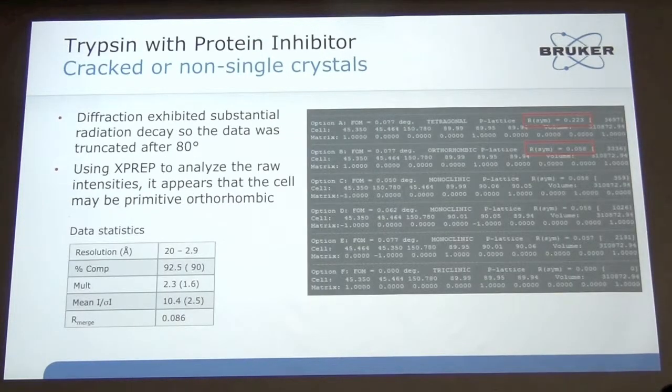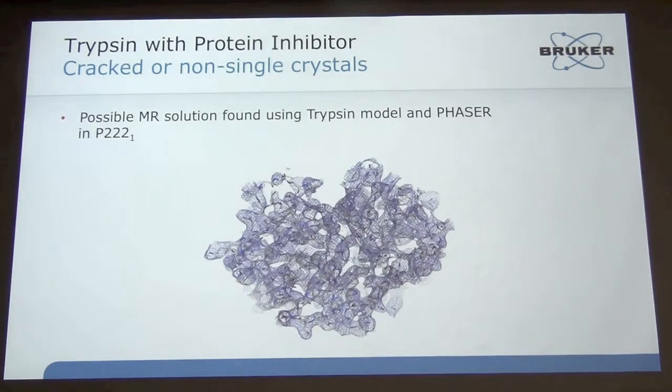In this case, it was hard to tell which one, so I just integrated in P1, as Kai talked about. Looking at Xpert, you could see that orthorhombic shows good merging statistics, and then for tetragonal, the merging statistics go way up, so it looks like it's orthorhombic. Then using the trypsin model, I was able to get a solution in Phaser. So the space group is probably P2221.